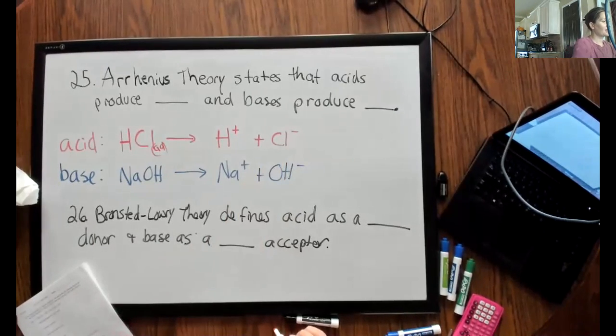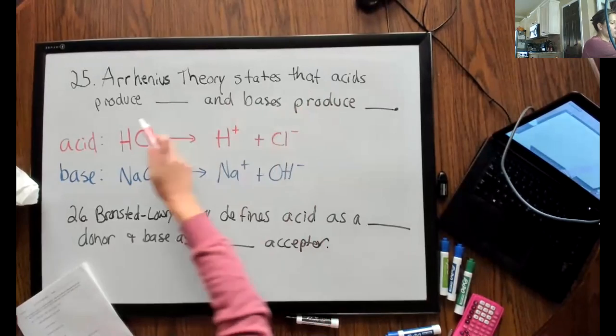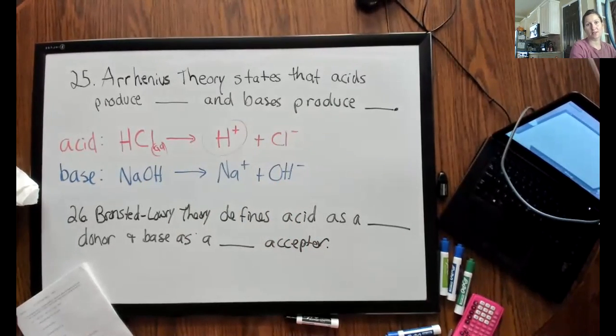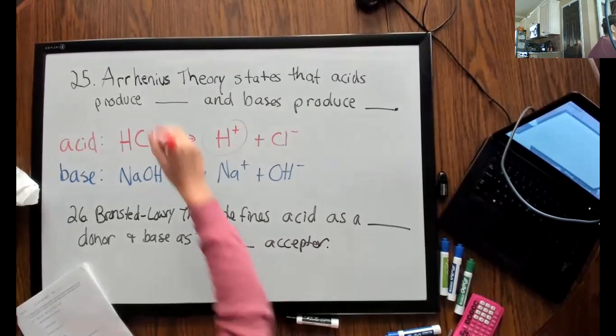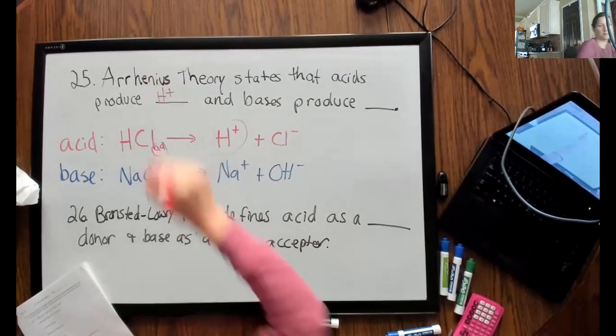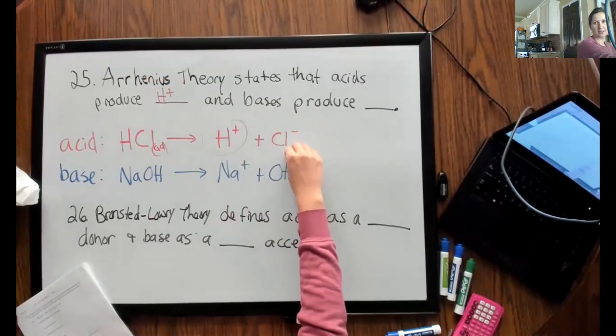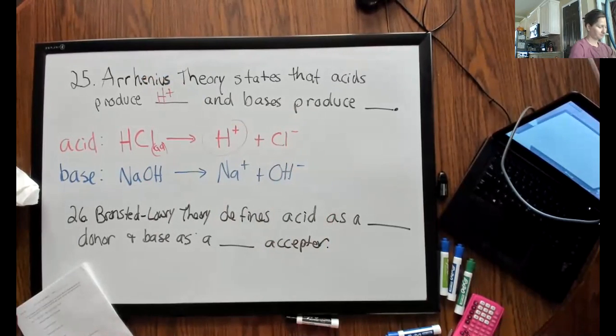So when it says that acids produce, it's looking for H plus, because all acids, according to the Arrhenius theory, the Arrhenius definition, should produce an H plus proton ion. So H plus would be the answer here. Because this negative portion, that's not the acidic portion. That's not what makes it an acid. That's just the anion portion of it.